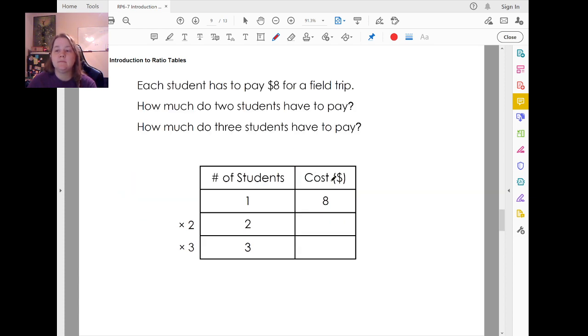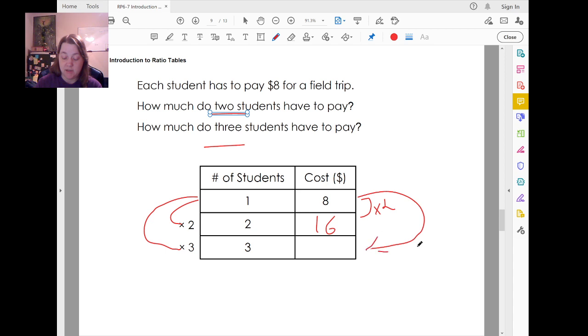Awesome. Let's say that each student has to pay $8 for a field trip. How much do 2 students have to pay? How much do 3 students have to pay? So to go from 1 student to 2 students, I'd multiply by 2. So 8 times 2 is going to be 16. To figure out how much 3 students would cost, I would go back to the beginning and multiply by 3. So let's do the same on this side. 8 times 3 is 24, which means that 3 students would have to pay $24.